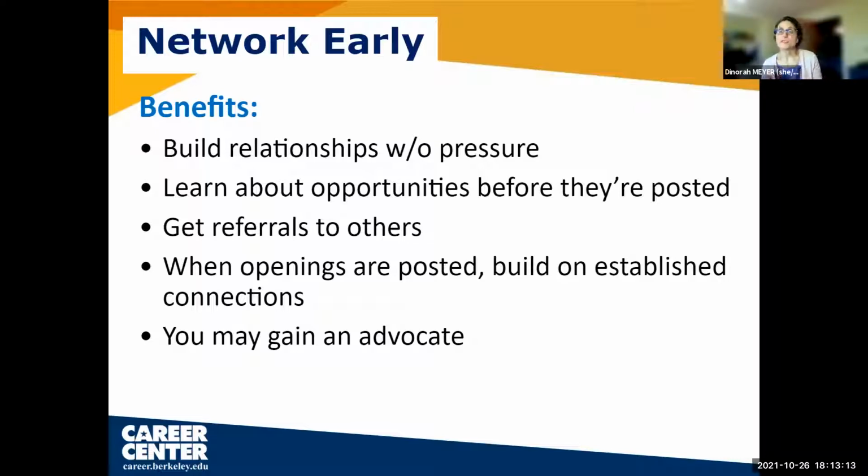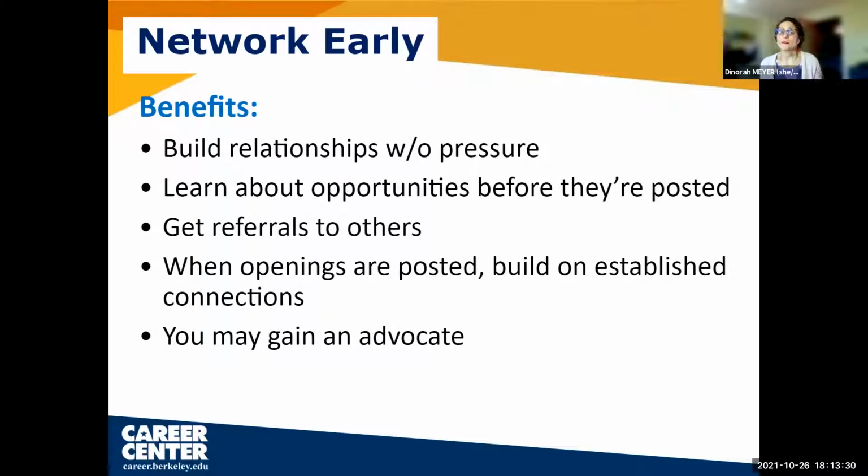You may be able to fill a niche, especially if you've researched the organization and found out what they need. And you can get referrals to other people. Whenever you're networking, you always want to ask for other people you could speak with. So as I said, you're building on established connections when an opportunity is posted.